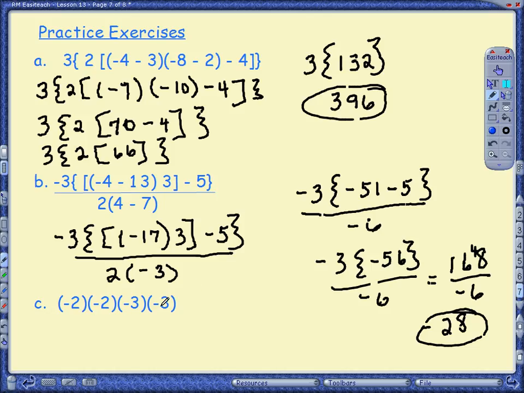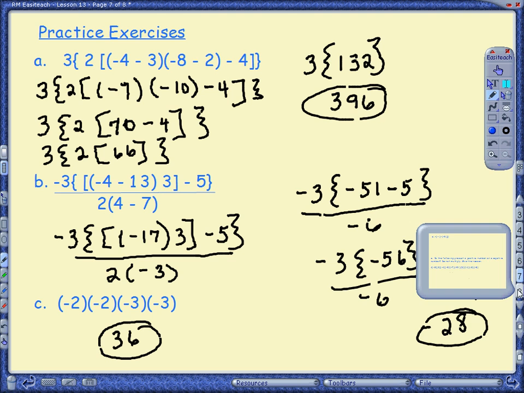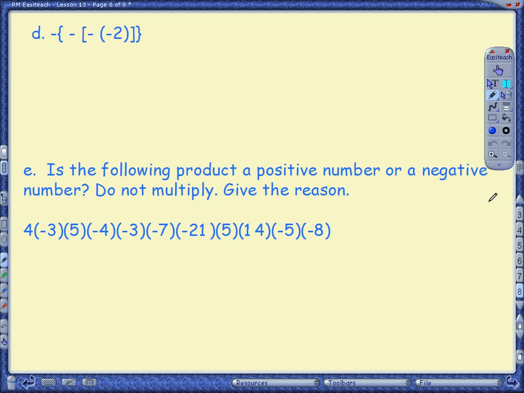Here, 1, 2, 3, 4 negatives. That's a positive product. 2 times 2 is 4. 4 times 3 is 12. 12 times 3 is 36. And it's a positive 36. Okay. This is an easy one. 1, 2, 3, 4 negatives. That makes it a positive 2.